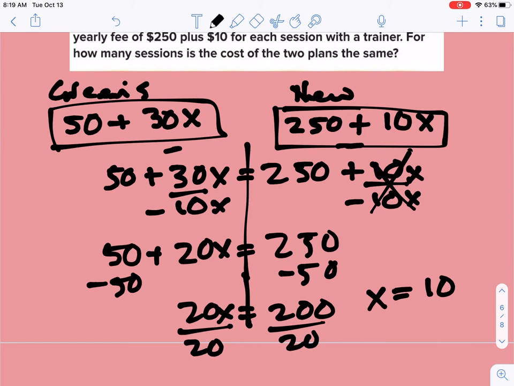So what that means is 10 sessions. So at 10 sessions, the plans basically have the same value for you. Obviously, after one session, the new place is more expensive, after two as well. So you would have to go to the new place 10 times in order for it to be as good a deal as Greens. And then if you continued to go to the new place in the span of the same year, it would become a better deal. All right? And so that's how you do comparisons that way.